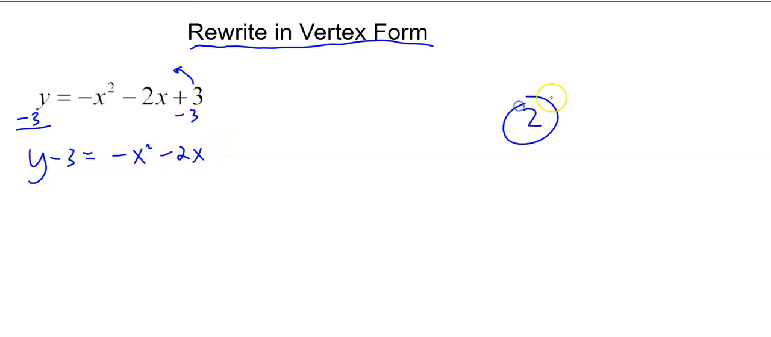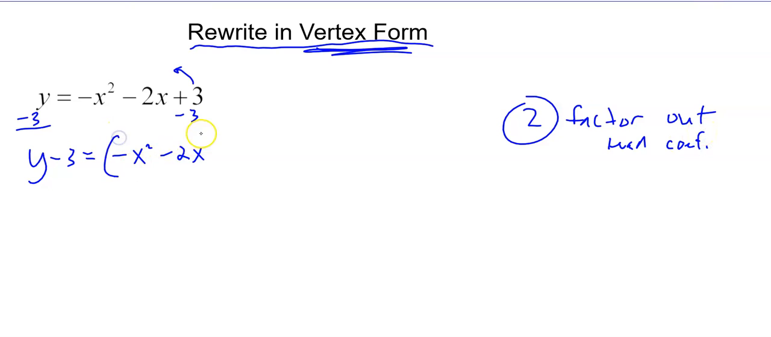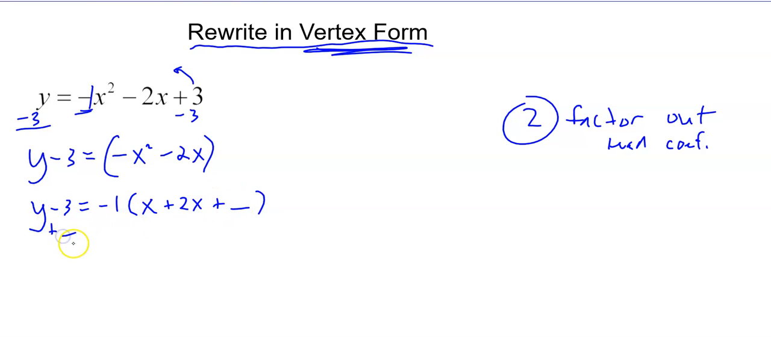So the second step is a little different. Instead of dividing by the leading coefficient, I'm going to factor it out. When I'm putting this in vertex form, I'm going to factor out the leading coefficient. In this case, the leading coefficient is -1, right? So I'm going to factor that out. So I get y minus 3 equals -1 times x squared. I'm taking out a negative, so this is going to be plus 2x plus blank. I'm going to add something to both sides, so plus blank over there as well.